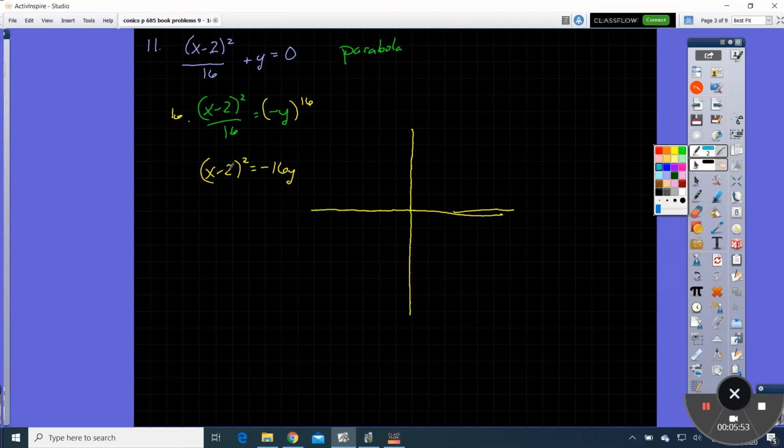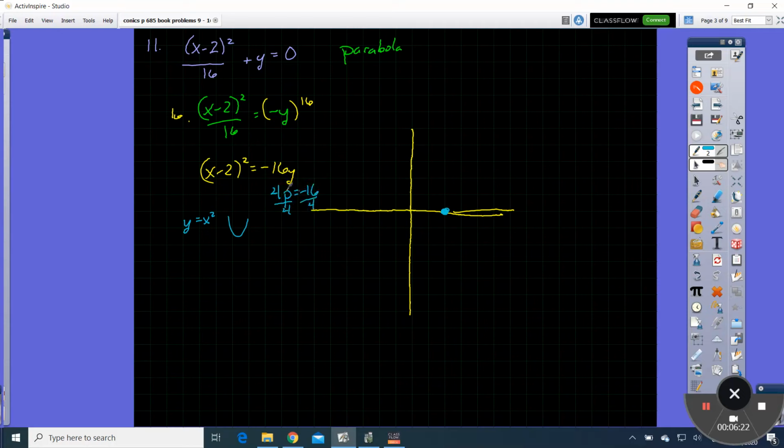So my vertex is at 2. There's nothing with the y to make it go anywhere, so it's at (2, 0). Okay. And now because it's my x that's squared, I remember just y equals x squared makes it go up and down, or makes it go like this. So a negative makes it go down, so I know it's going to go down. To find the p-value, I know that 4p has to equal negative 16.